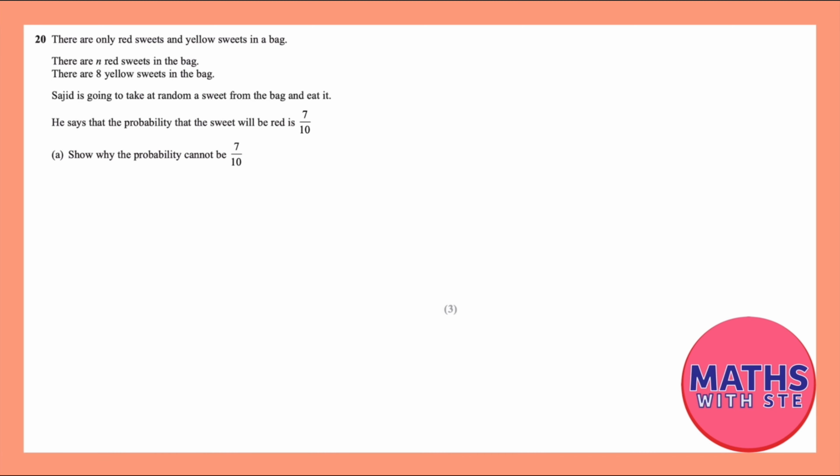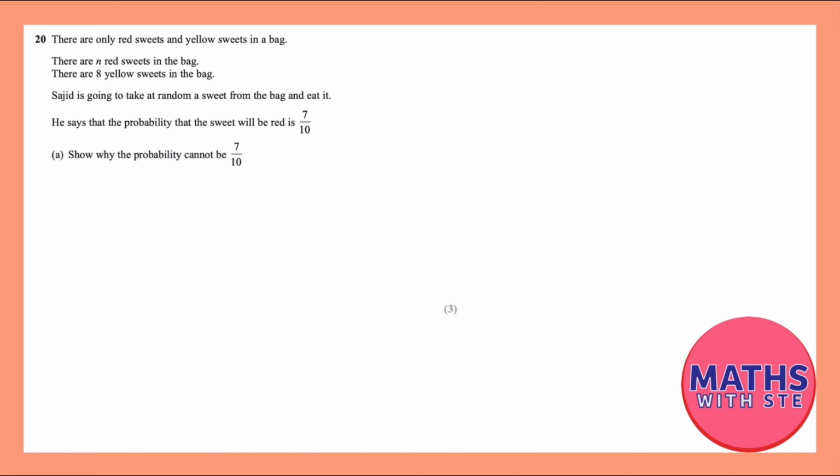Okay, question 20. There are only red sweets and yellow sweets in a bag. There are n red sweets in the bag. There are 8 yellow sweets in the bag. Sajid is going to take at random a sweet from the bag and eat it. He says the probability that the sweet will be red is 7 over 10. Show why the probability cannot be 7 over 10.